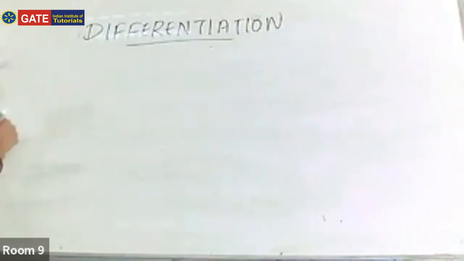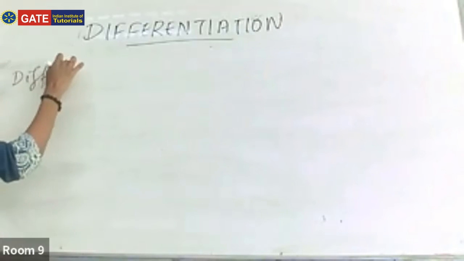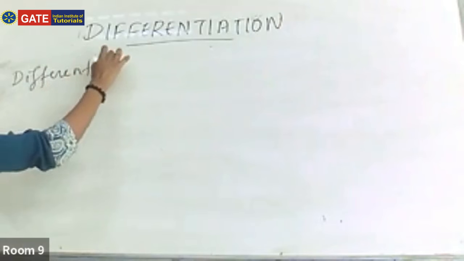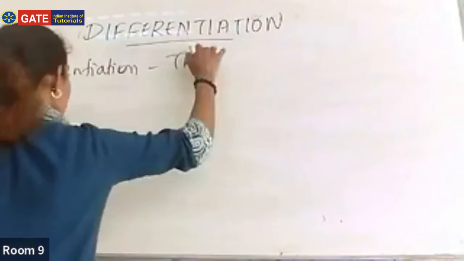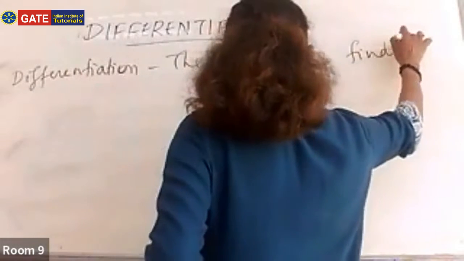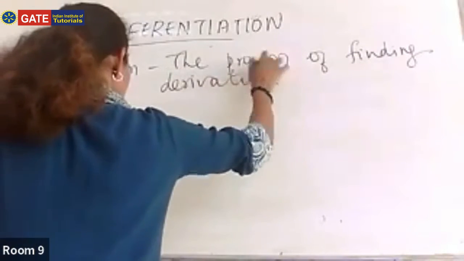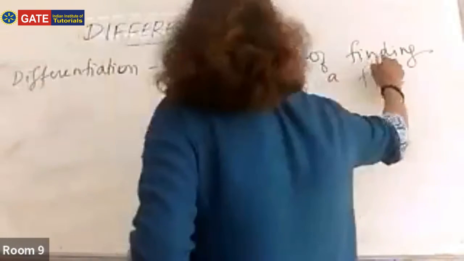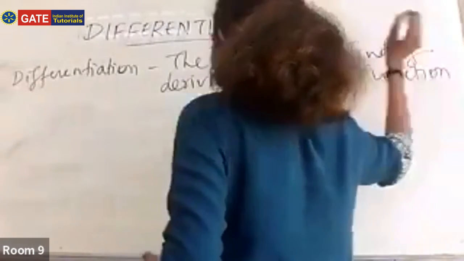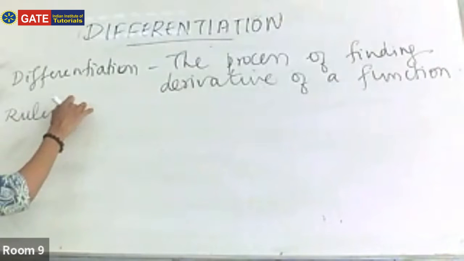Now there are some rules of differentiation. So first of all, what is the meaning of differentiation? It is the process of finding the derivatives. Finding derivative of a function. So what are the rules of differentiation?